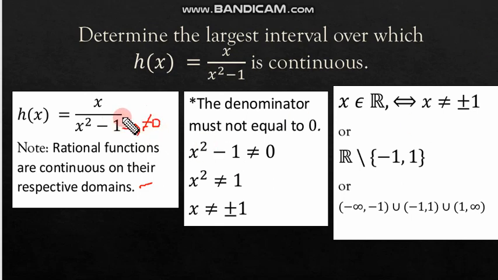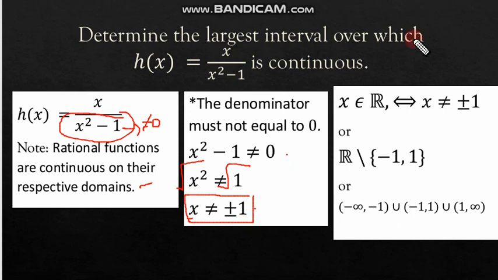So we will take the denominator, x squared minus 1, and set it not equal to 0, an inequality, to determine where the function is discontinuous. So x squared minus 1 must not equal 0, or x squared must not equal 1. So we will take the square root of both sides. So x is not equal to negative or positive 1. So x equals negative 1 and positive 1 are the only points at which our function is discontinuous.